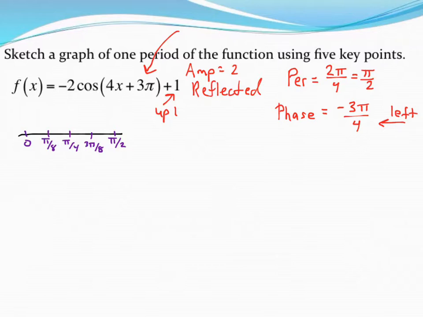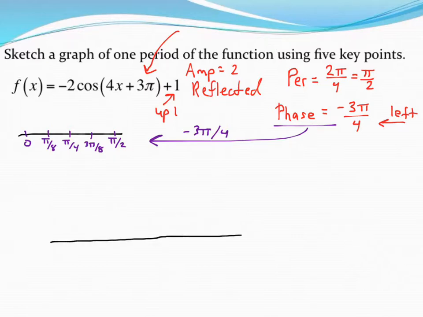But remember, I've phase shifted or horizontally shifted these points, negative 3 pi over 4 to the left. So what I need to do is take all 5 of those values and subtract 3/4 pi from each one to get my new graph. To do that, I would recommend just using a calculator, especially if you don't want to worry about all those common denominators for the fractions. The first one's easy though, of course. 0 minus 3 pi over 4 is just going to be negative 3 pi over 4.